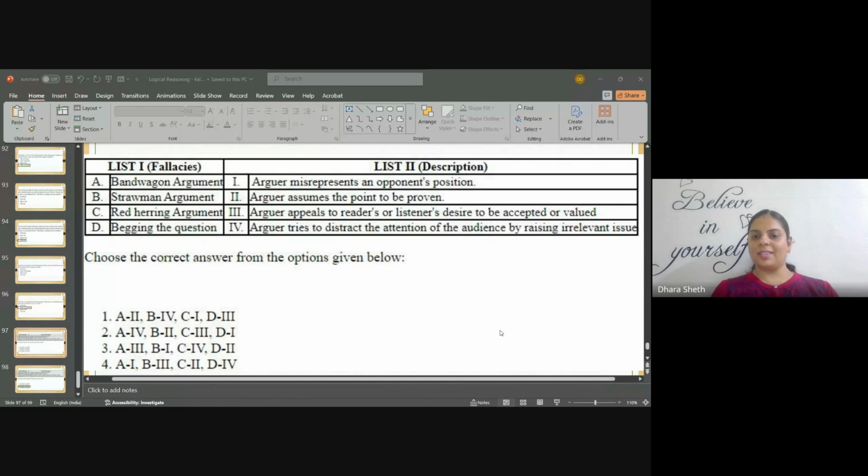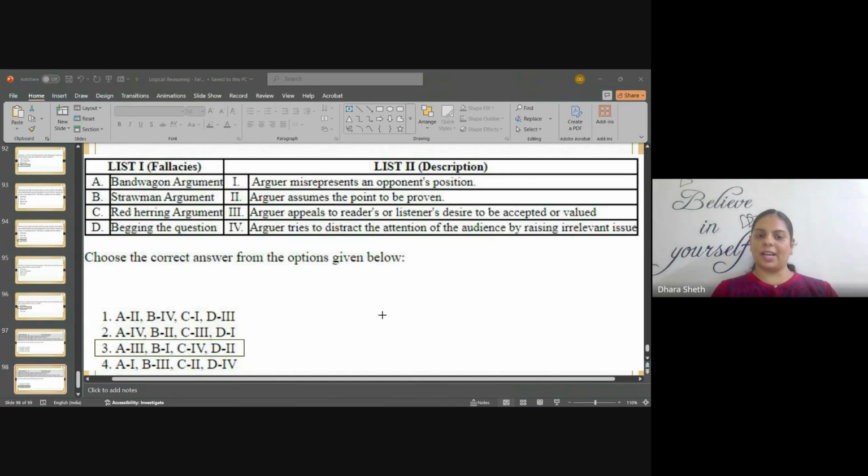Arguer misrepresents an opponent's position. Arguer assumes the point to be proven. Arguer appeals to reader or listener's desire to be accepted or valued. Arguer tries to distract the attention of audience by raising irrelevant issue. So the answer here is 3.